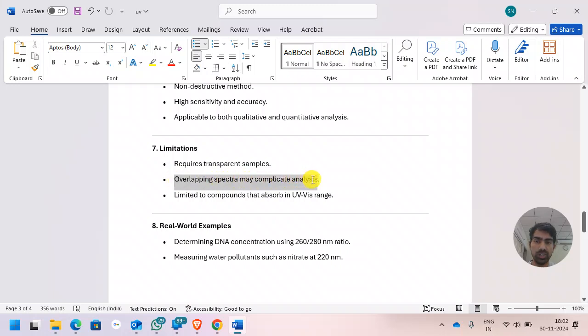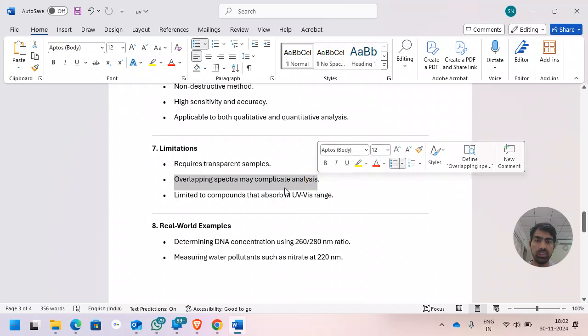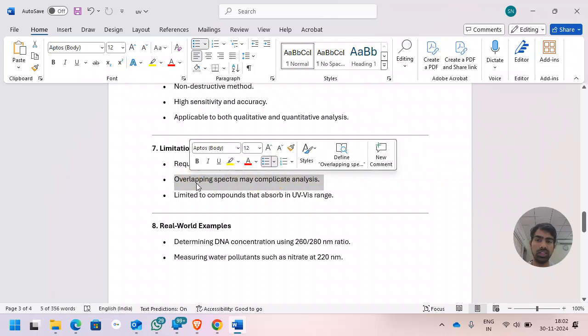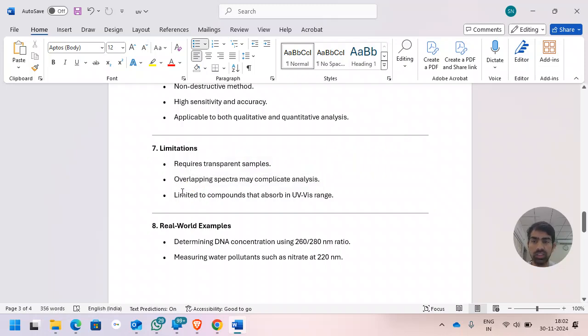Overlapping spectra may complicate analysis. Sometimes some colors overlap with other colors, so that is a drawback. It is also limited to compounds that absorb in the UV-VIS range. Some compounds will not be measured in UV spectroscopy. That is one of the drawbacks.